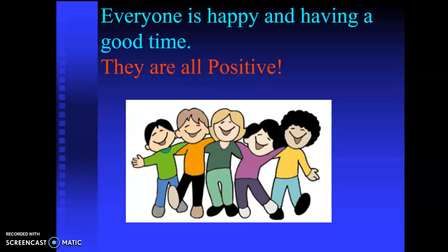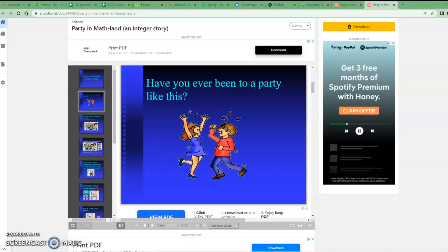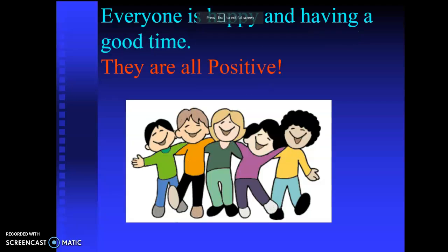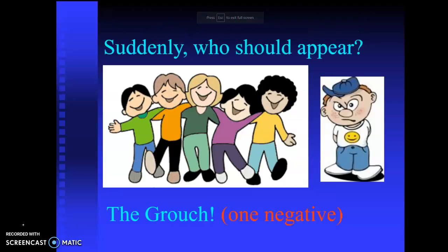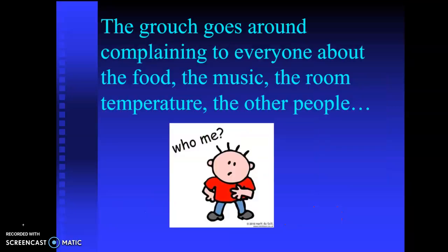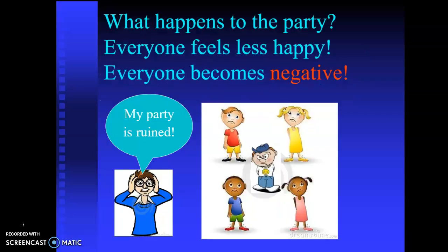Okay, so this story is about people at a party. So imagine everyone's at the party and everyone's happy, having a good time, everyone's positive. Okay, then suddenly who should show up but a grouch, a negative person. So this guy over on the right's not very happy. What do you think is going to happen to the party? Well, the grouch goes around complaining to everyone about the food, the music, the room temperature, the other people, just full of complaints. Very negative person.